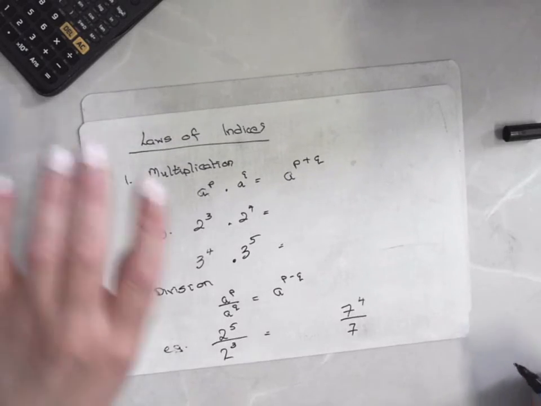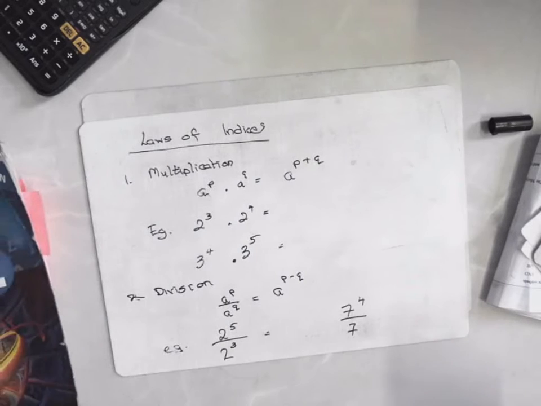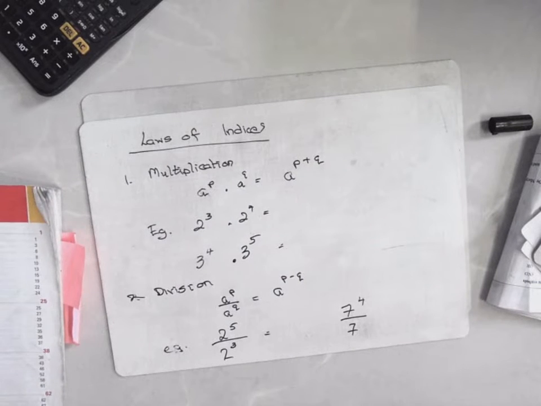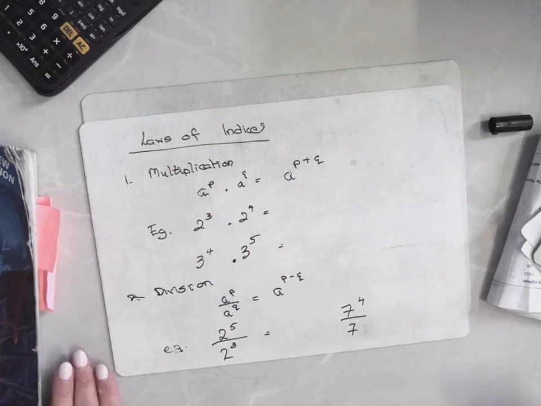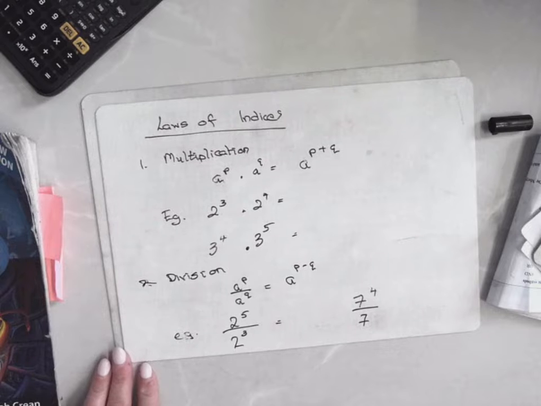So this is laws of indices. It's not a whole chapter that I'm doing because I've some of the chapter done, but it's in chapter 14, and it's just laws of indices. Is that big enough for you to read?